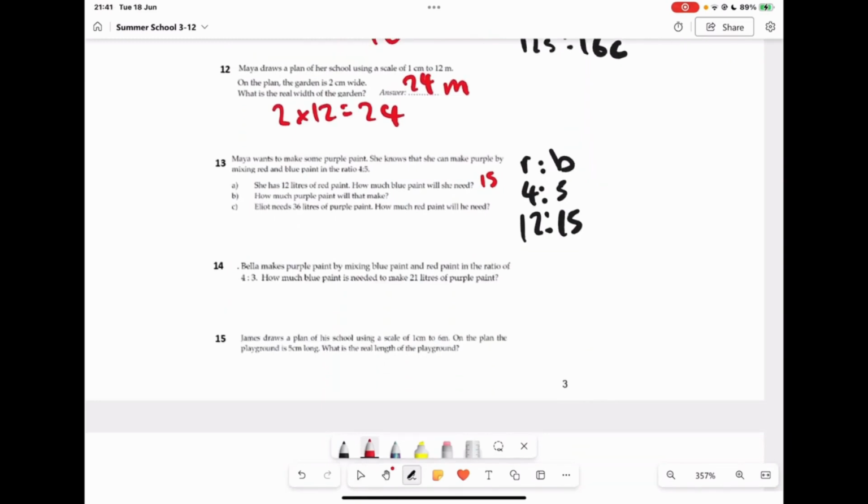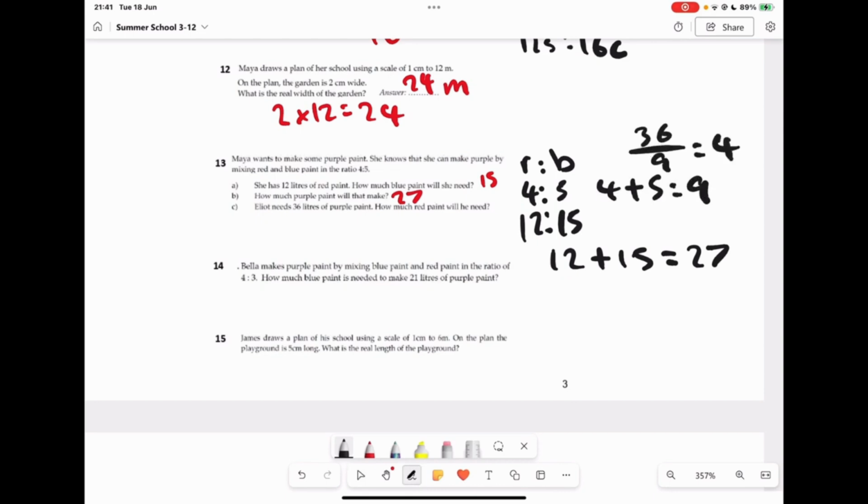How much purple paint will that make? So all you've got to do here is your 12 plus 15, which is equal to 27. And then for part C, Elliot needs 36 litres of purple paint, so how much red paint will he need? Well, you know that 4 plus 5 equals 9. So what you do is you do 36 over 9 equals 4. And then you do your 4 multiplied by 4, which is equal to 16. So then that will be your answer for part C.